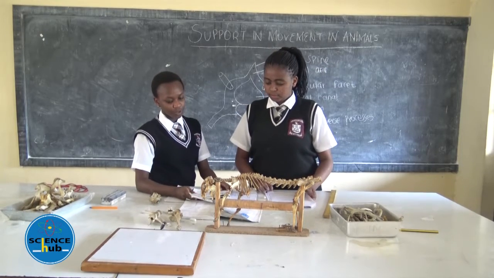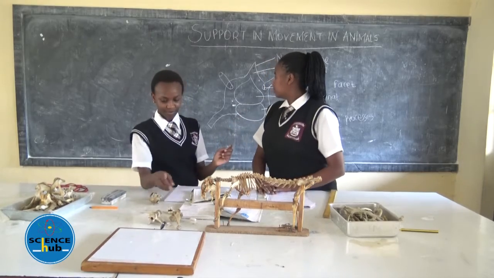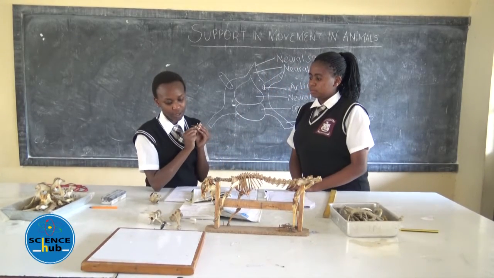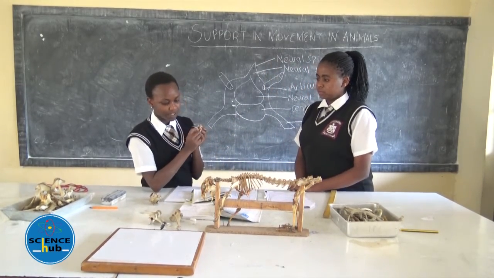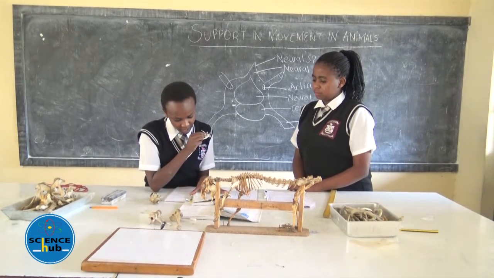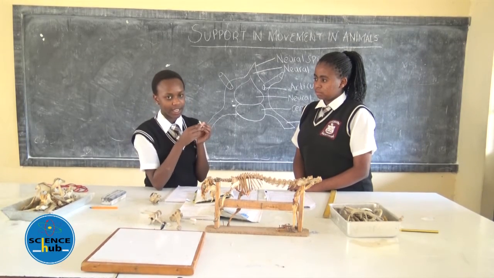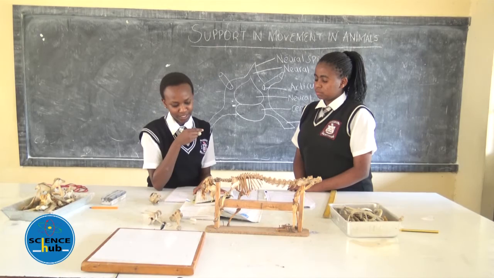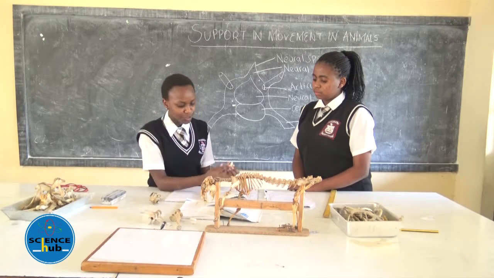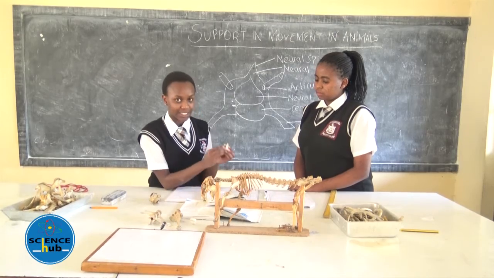Now, as we've been told, the centrum is a solid structure of the vertebra. Transverse processes, in short, are just projections which offer surfaces of muscle and ligament attachment. As she's also said, the neural canal, together with the centrum, protect the spinal cord.